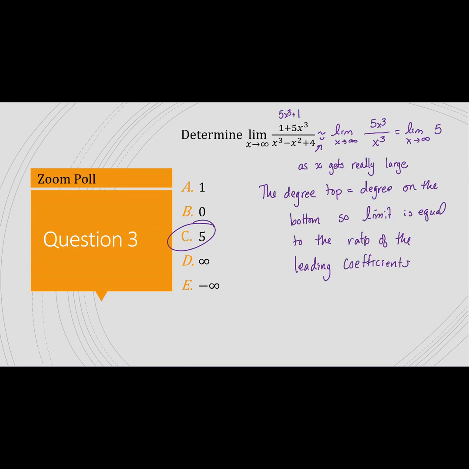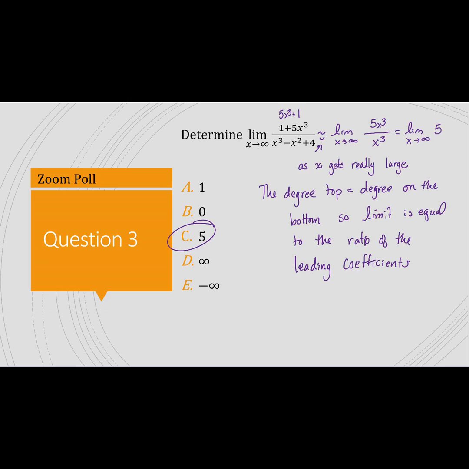This next one here, again, we thought about it in a similar way. We looked at what was happening with those leading terms, the 5x to the third and x to the third, and made a ratio of those because, again, as we get really large, that's what's going to take over. The x to the third on the top and the bottom cancel and give us 5. And that's what our limit is. It is equal to 5.